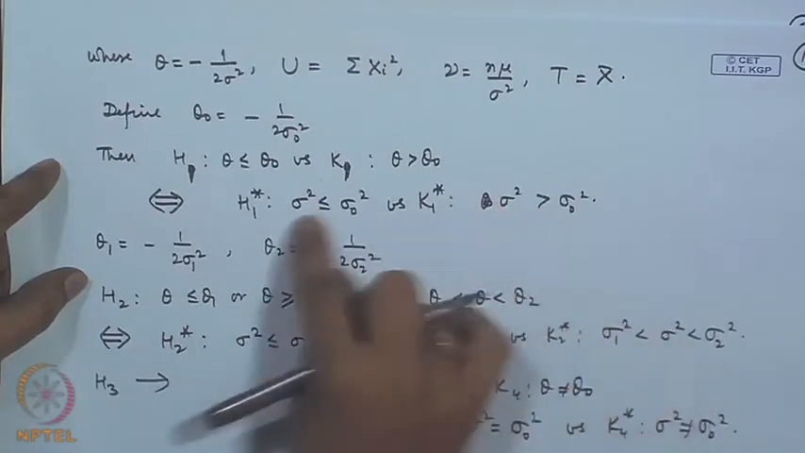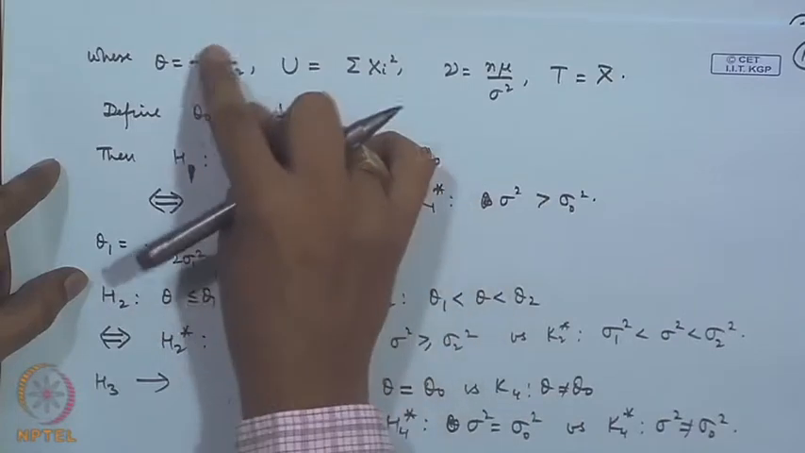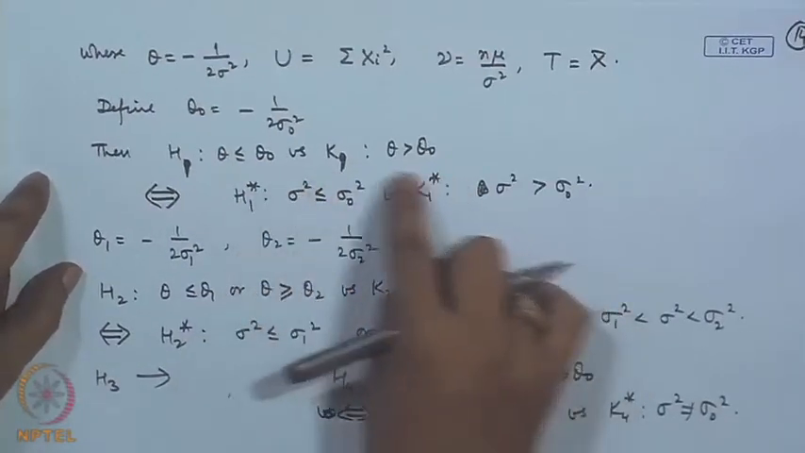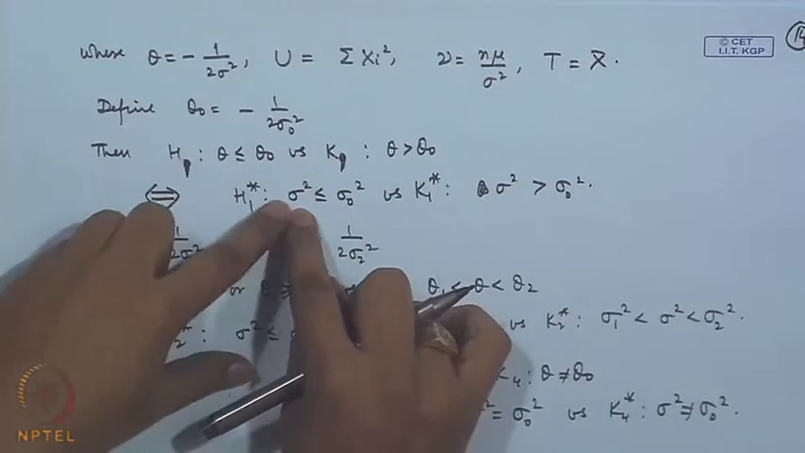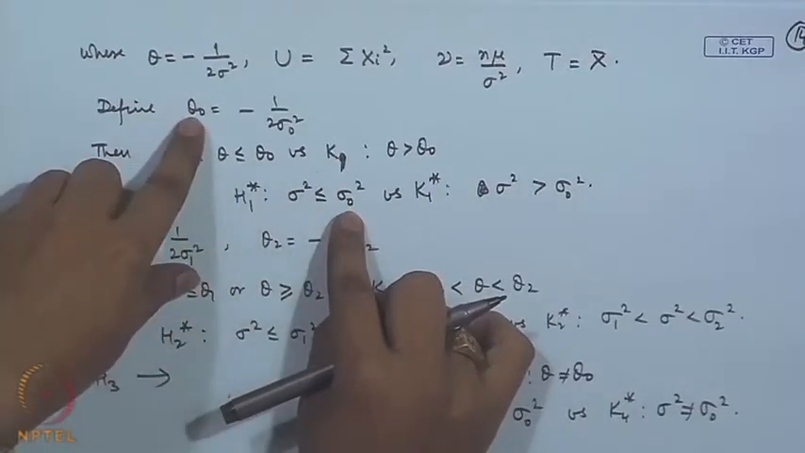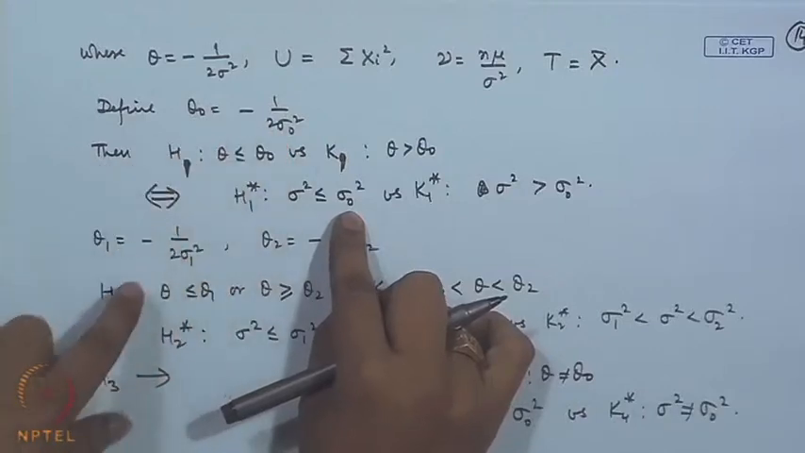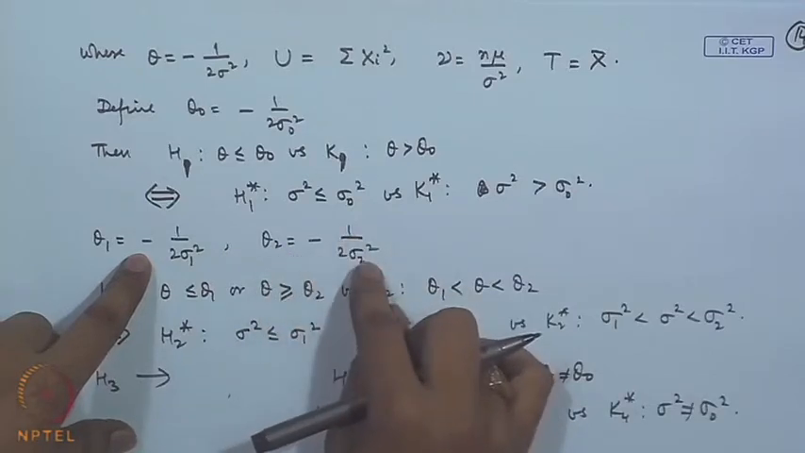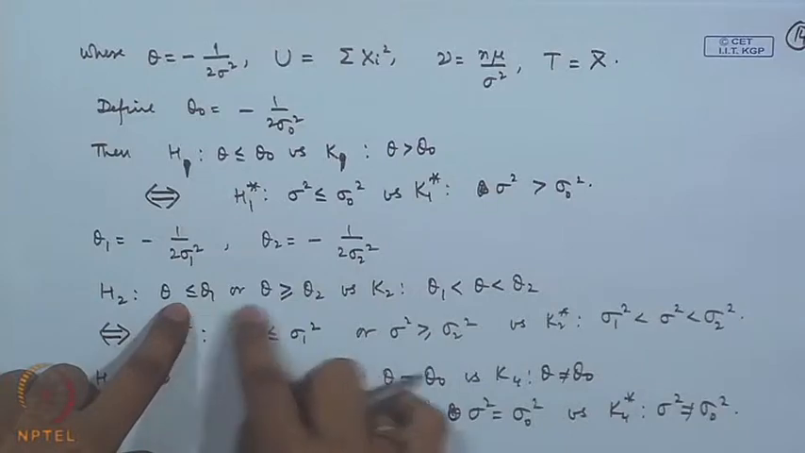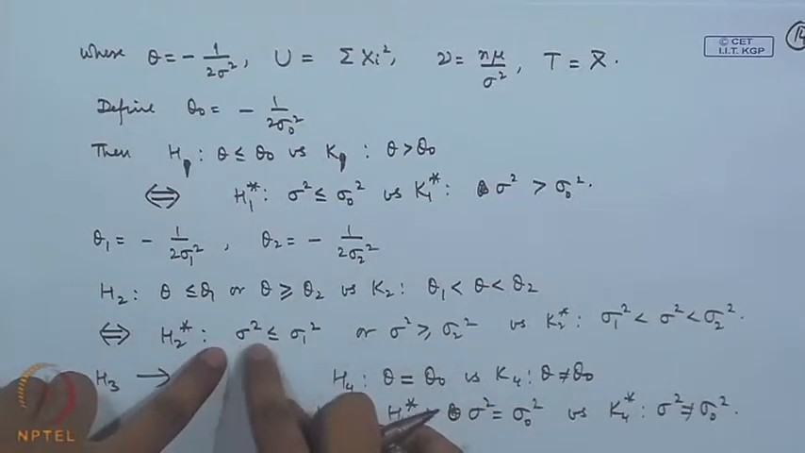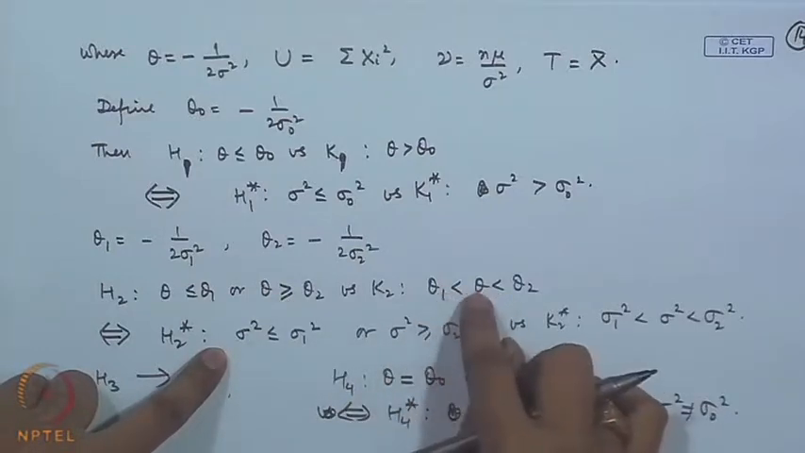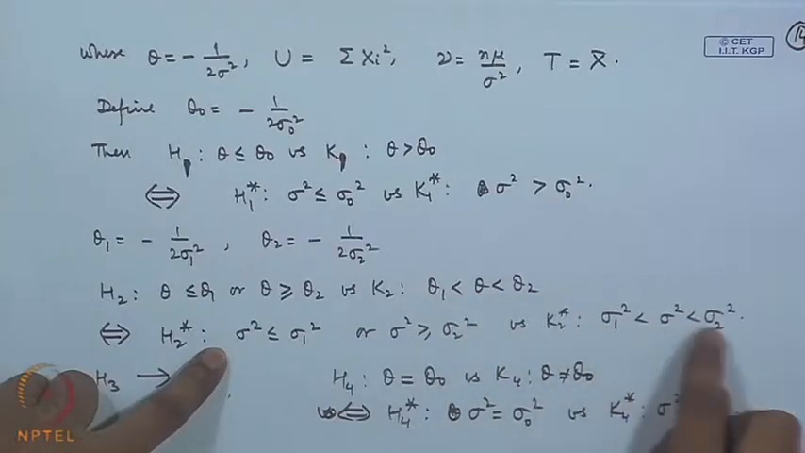And they are having the same form, because theta is equal to minus 1 by 2 sigma square, which is an increasing function of sigma square. Therefore, all the inequalities or equalities are maintained, that is, theta less than or equal to theta naught is equivalent to sigma square less than or equal to sigma naught square, if I define theta naught to be equal to minus 1 by 2 sigma naught square. Similarly, if I define theta 1 is equal to minus 1 by 2 sigma 1 square and theta 2 is equal to minus 1 by 2 sigma 2 square, then theta less than or equal to theta 1 or theta greater than or equal to theta 2 is equivalent to sigma square less than or equal to sigma 1 square or sigma square greater than or equal to sigma 2 square. And similarly, theta 1 less than theta 2 is equivalent to sigma 1 square less than sigma square less than sigma 2 square, and so on.